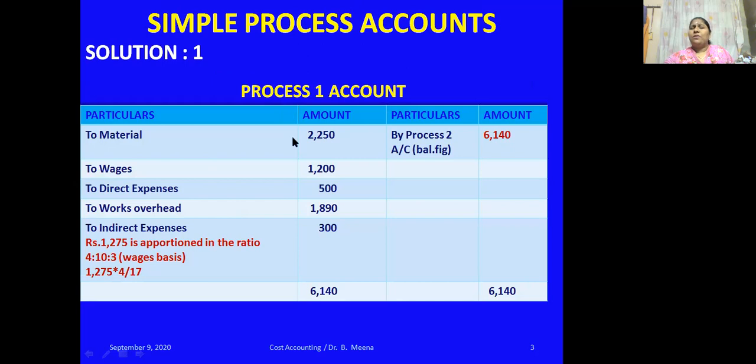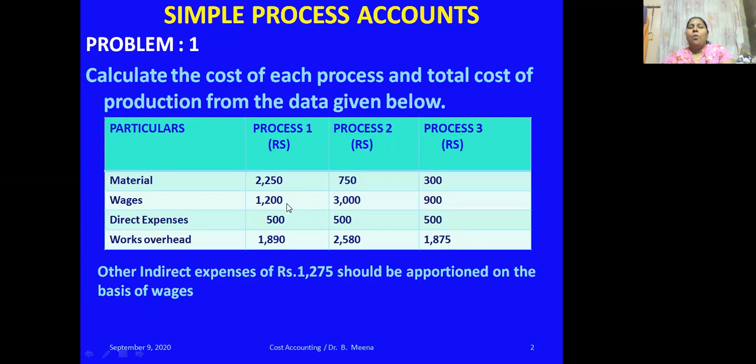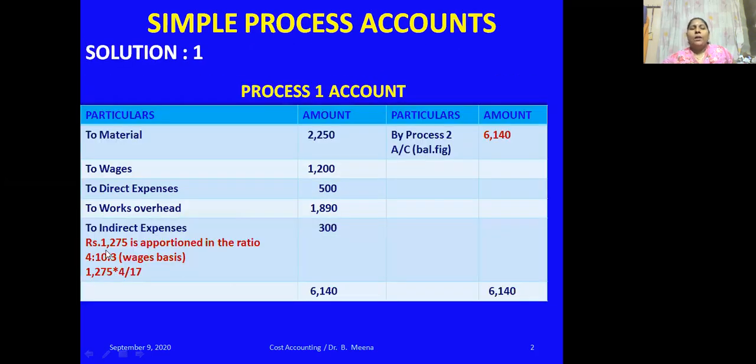For this simple process account, these columns are enough. So particulars amount and particulars amount, debit and credit side. On the debit side, I debited all the expenses given as per this problem: material, wages, direct expenses, works overhead, indirect expenses. So till the works overhead, I debited all the amounts, whatever is given as per this problem. And indirect expenses, 1,275 is the total applicable for all three processes.